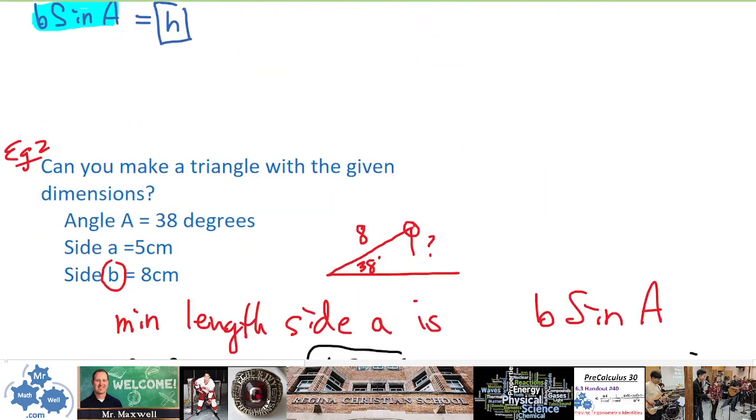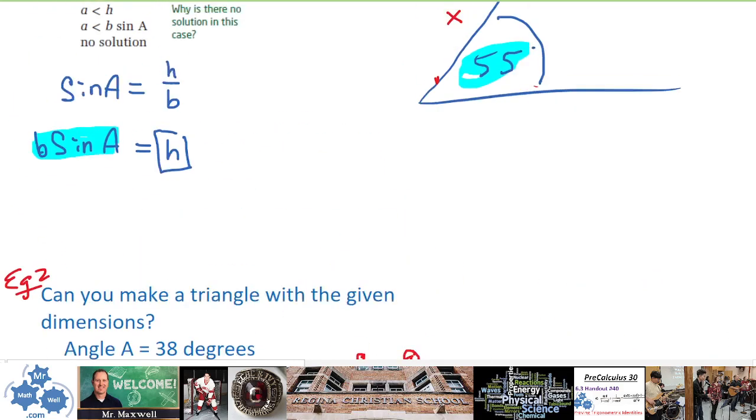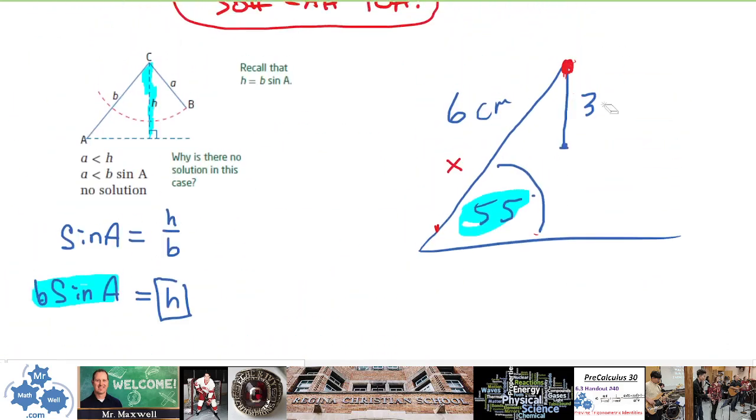What happens if I do have a side? Now let's change this a little bit. Let's say that this was 5. Okay, 5. Well, I found out that b sine a was 4.91, so guess what? 5 is greater than 4.91. So if that's the case, then this side actually would look like this. It's a little bit longer than is required to form a 90-degree triangle there.